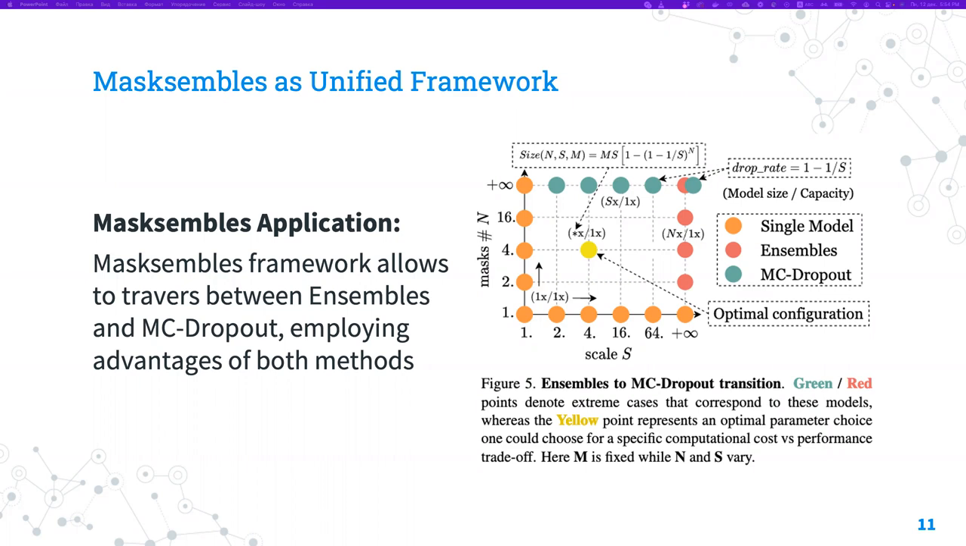Actually that's related to your question. Masksembles allows us to traverse between those two in a way. You can see this yellow dot, and we hope that we can employ this continuity to get the best quality of uncertainty and at the same time the best computational overhead.